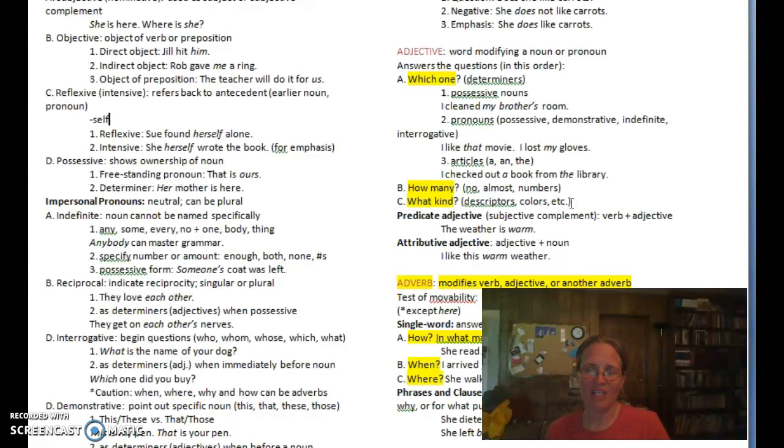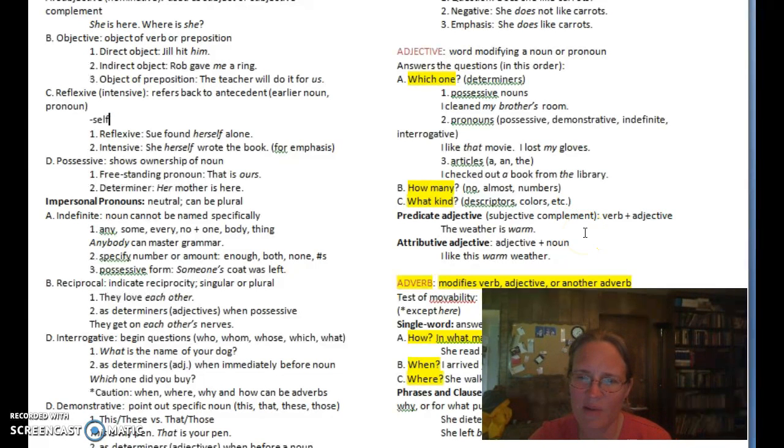But keep in mind that an adjective answers the question, which one, and that can be possessives, pronouns, articles, all function as adjectives. How many is no. We don't think of no as being an adjective, but it's describing something. It's describing that there are none of that noun. And then what kind? Descriptors, colors are also adjectives. Again, pretty straightforward, but that sometimes gives people grief later down.